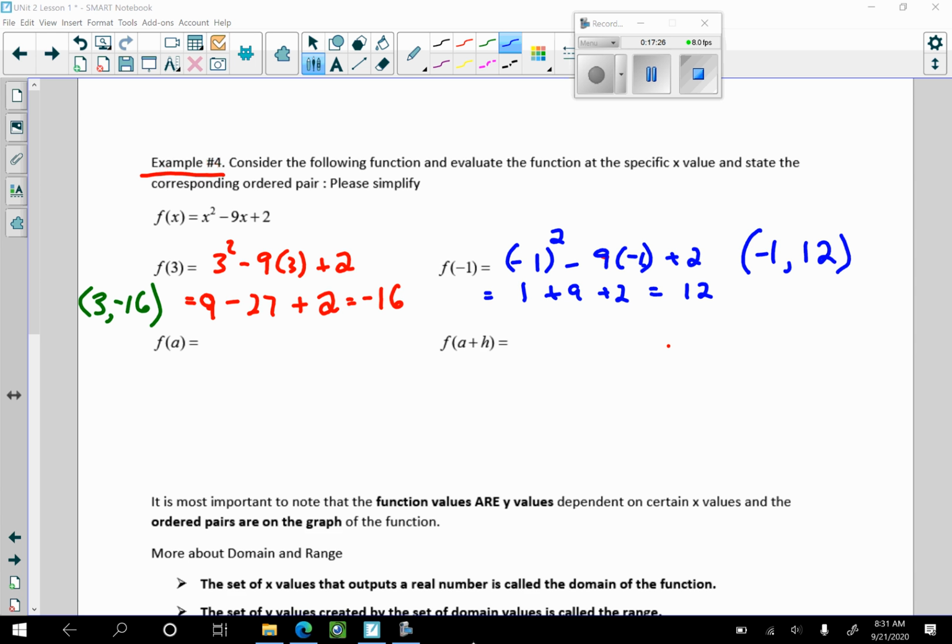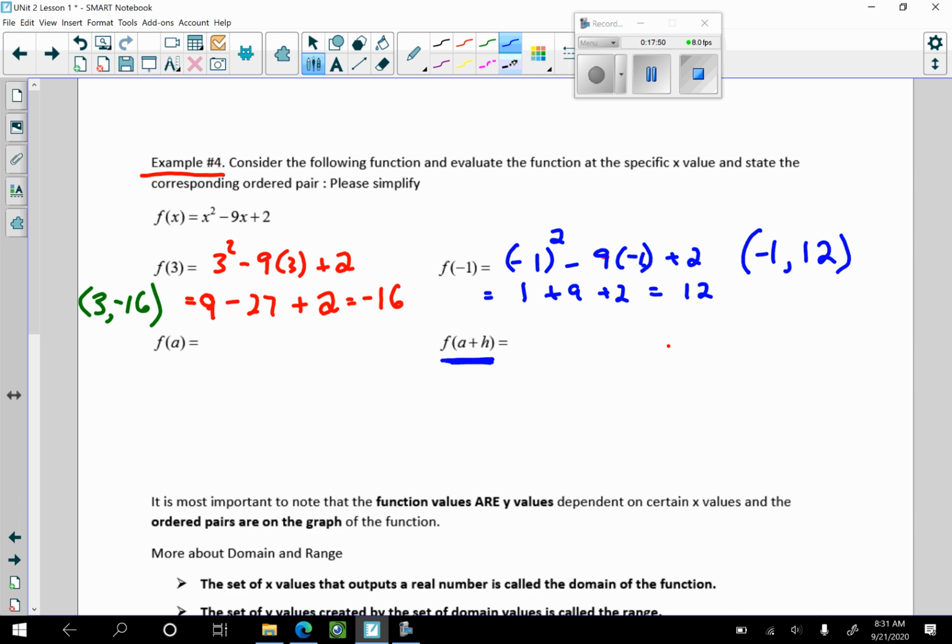The next two examples are abstract. I think it's going to be hard for some people to wrap their head around this. It's going to be harder for you to wrap your head around this. This expression we're going to use a lot next year. I just went over this with my calc classes, this f of a plus h. f of a is going to be a bit simpler. All you do is put a in wherever you see x.